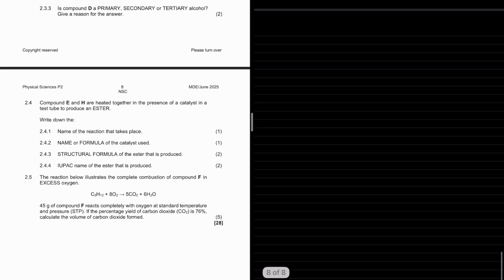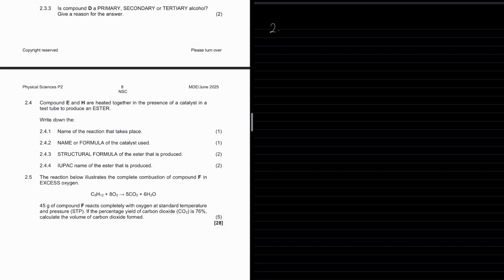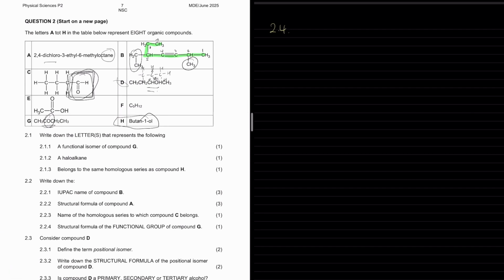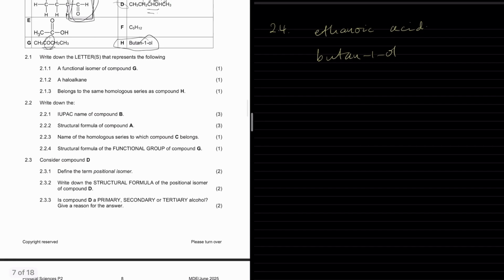Okay, moving on. Question 2.4 now. Compound E and H are heated together in the presence of a catalyst in a test tube to produce an ester. So E and H. E is this compound here, that is ethanoic acid. And H is butan-1-ol.